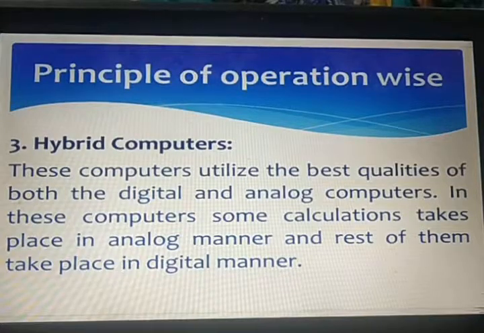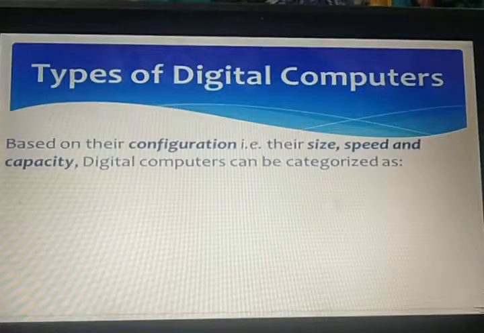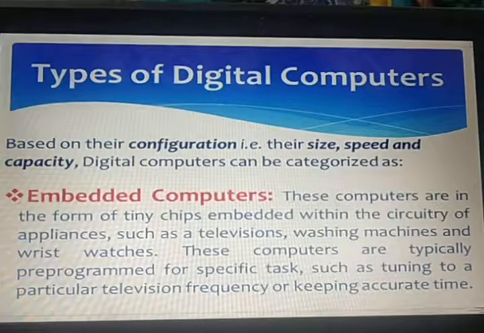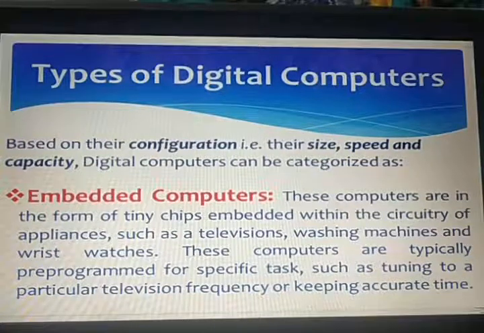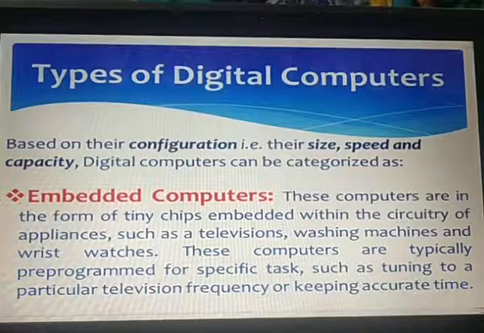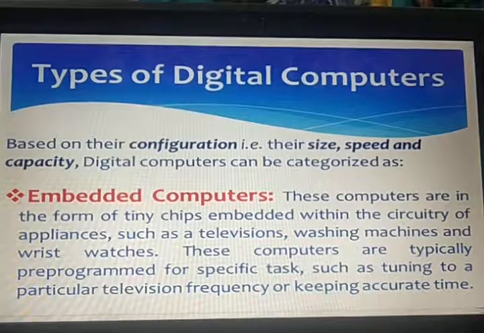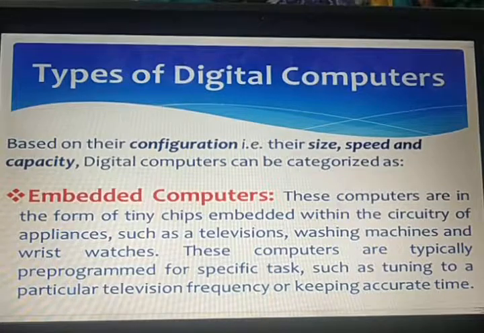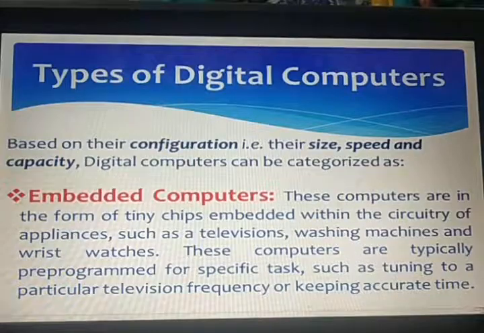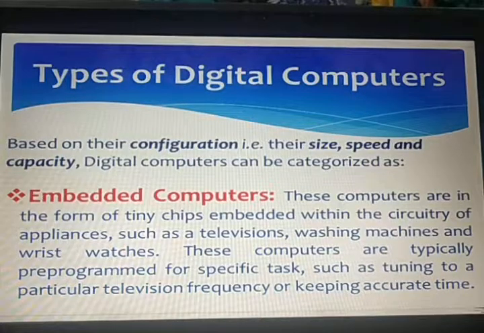So let's start with the embedded computer. These computers are in the form of tiny chips embedded within the circuitry of appliances, such as televisions, washing machines, and wristwatches. These computers are typically pre-programmed for a specific task, such as tuning to a particular television frequency or keeping accurate time.